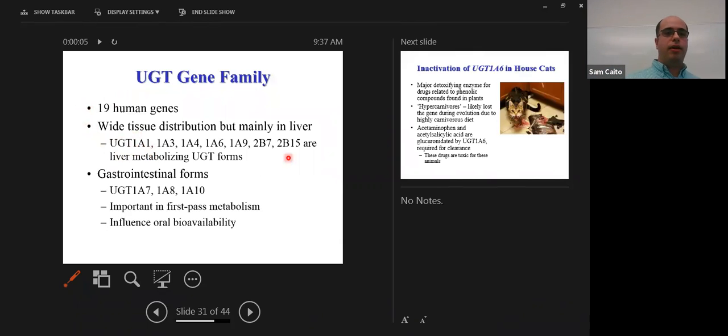And then there's many of these that are found in the liver, but there's also some that are very unique to the GI tract. And these GI tract ones are important in first-pass metabolism and will help to influence oral bioavailability as well. So UGTs are very common throughout not only humans, but throughout the animal world.